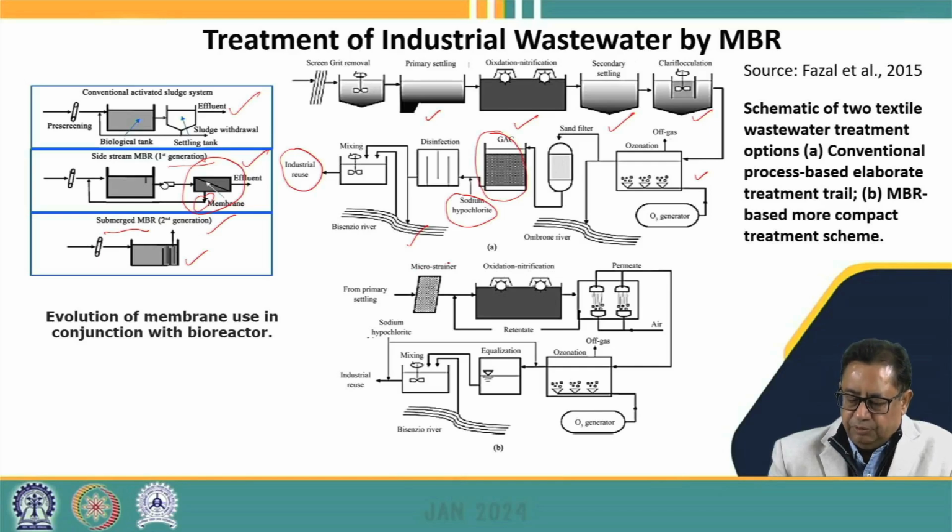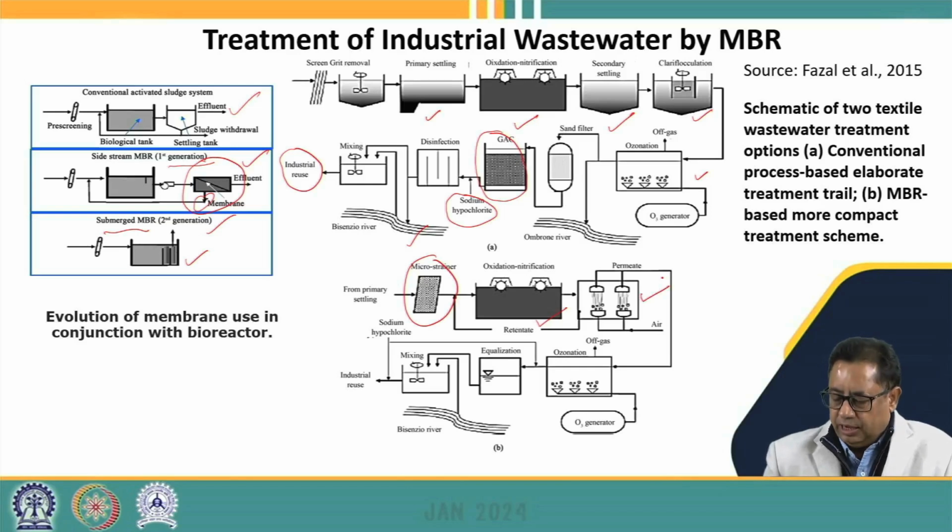For example, we may not require the primary settling, or we may require a micro strainer here, after which it can go to the oxidation tank or the aeration tank, and then it can go through a side stream membrane. The permeate of this side stream membrane may go for ozonation, and the retentate or the concentrate may be taken back to the aeration tank.